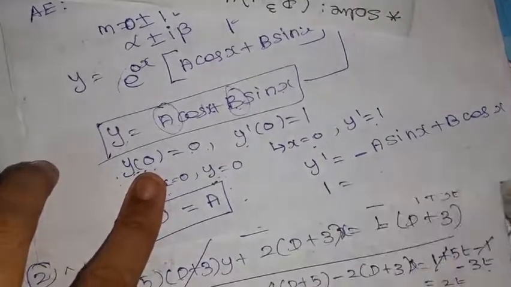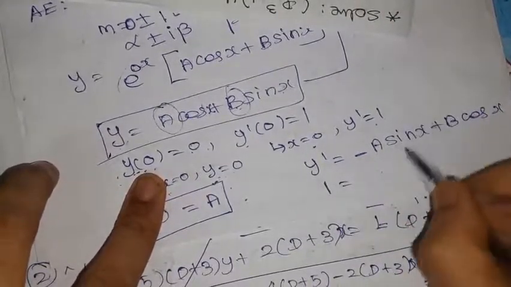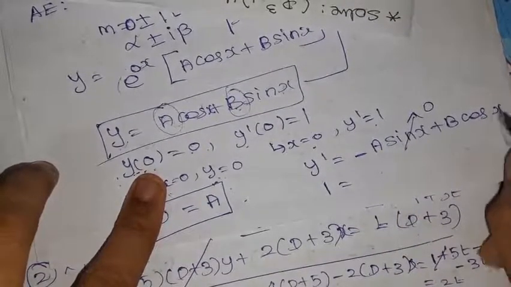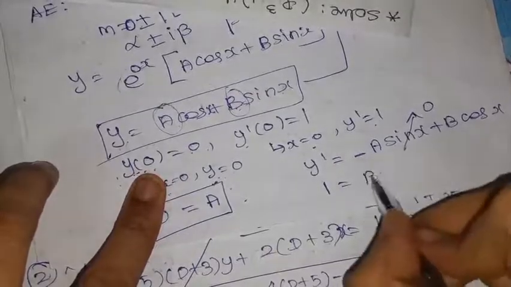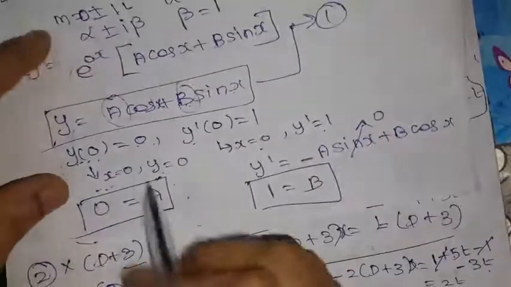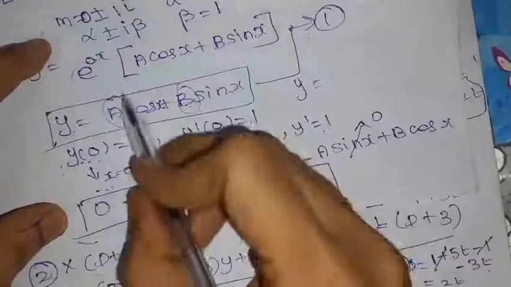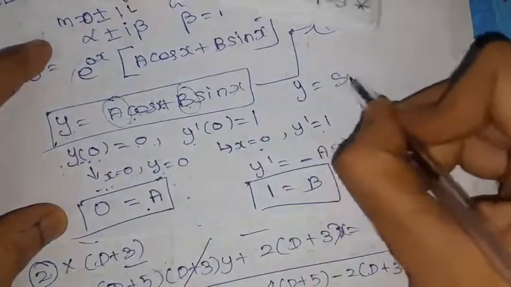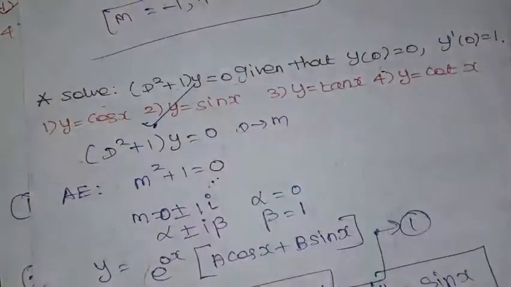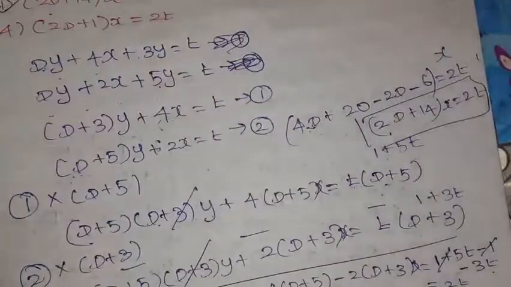Y dash equal to 1 and x equal to 0. Whenever substituting x equal to 0, this term gets 0, sin 0 is 0. Then this term cos 0 is 1, so b only. B equal to 1 and a equal to 0. So a equal to 0, substitute here, this term gets 0, the first term won't come. Then b equal to 1, we will get sin x alone. So y equal to sin x is the answer for this problem. Option 2 is the right option. Okay, we'll move on to the next problem.